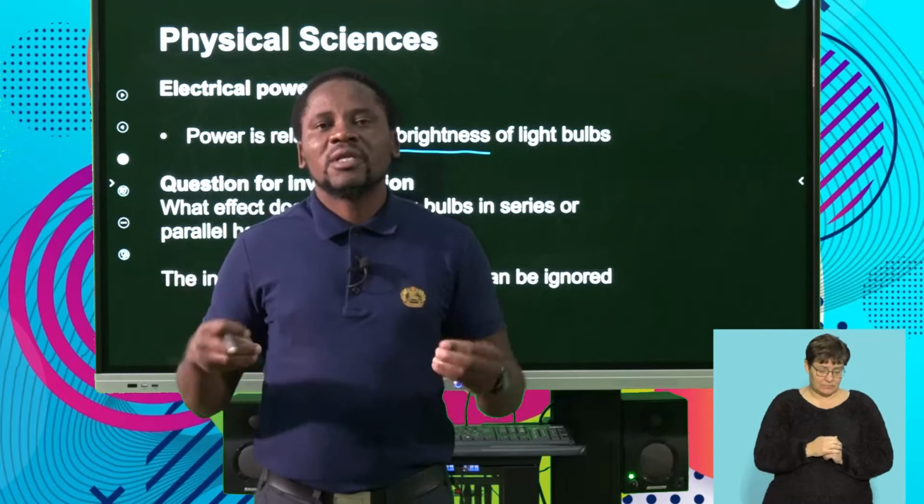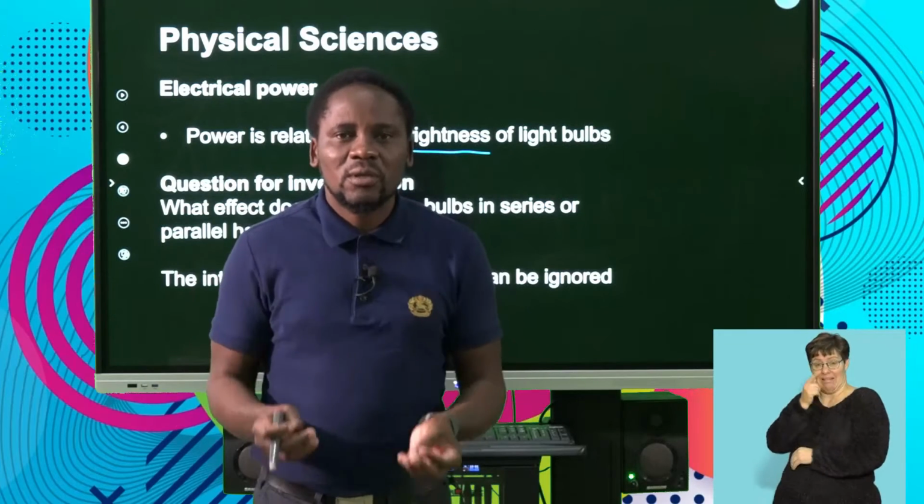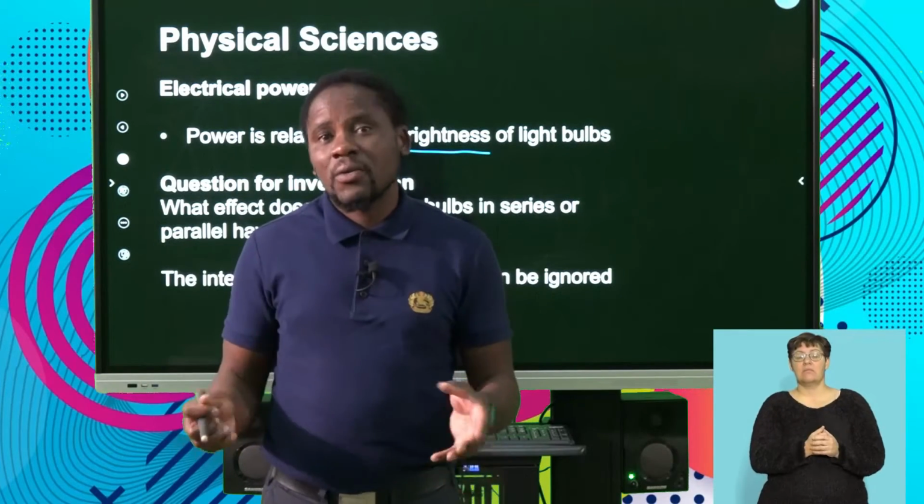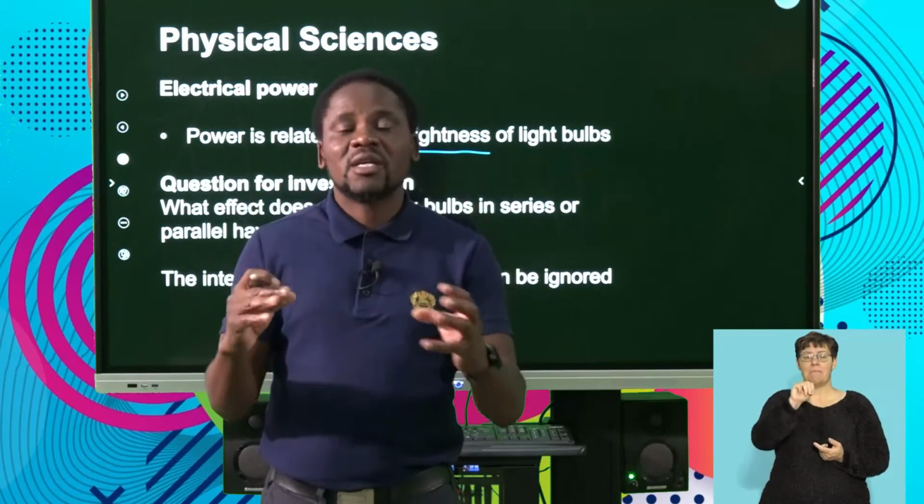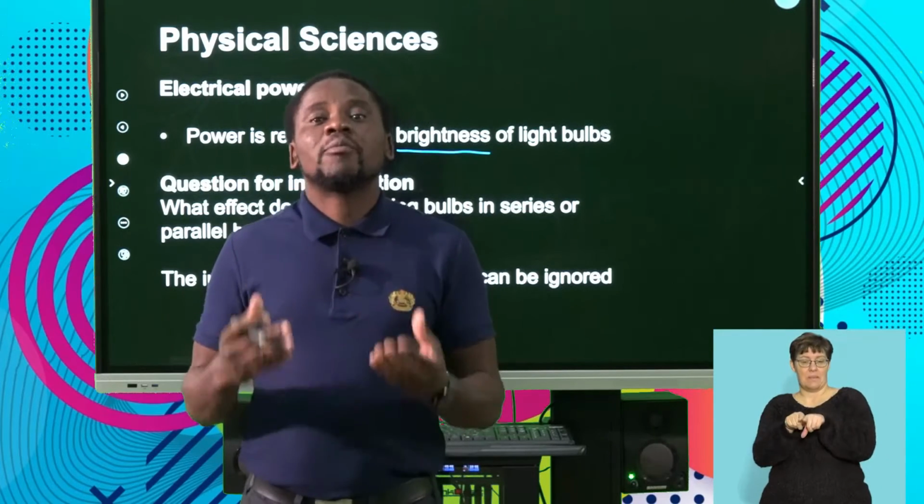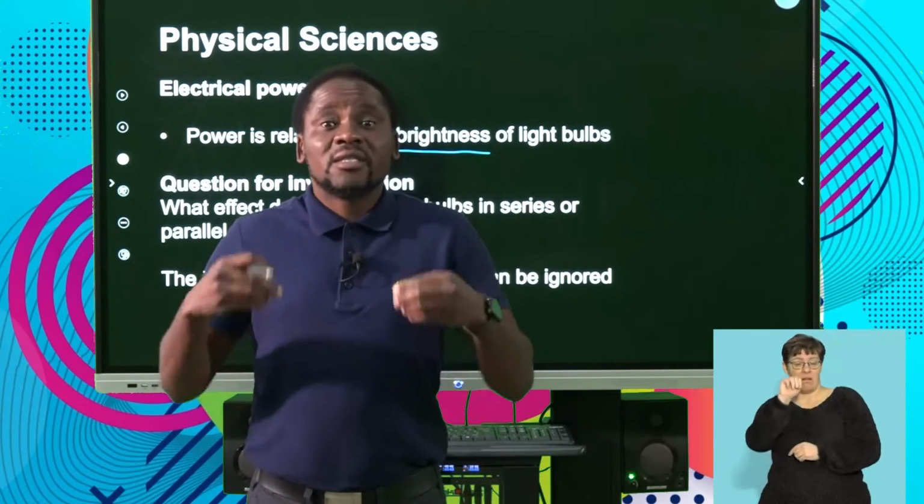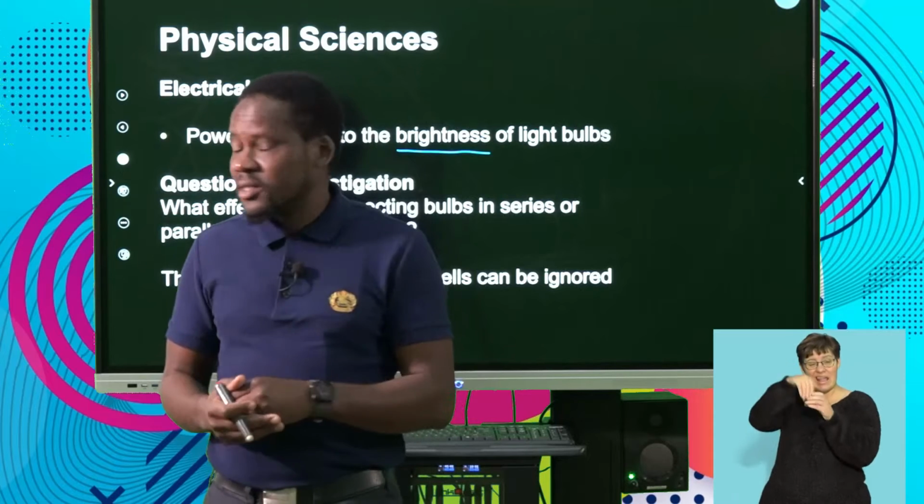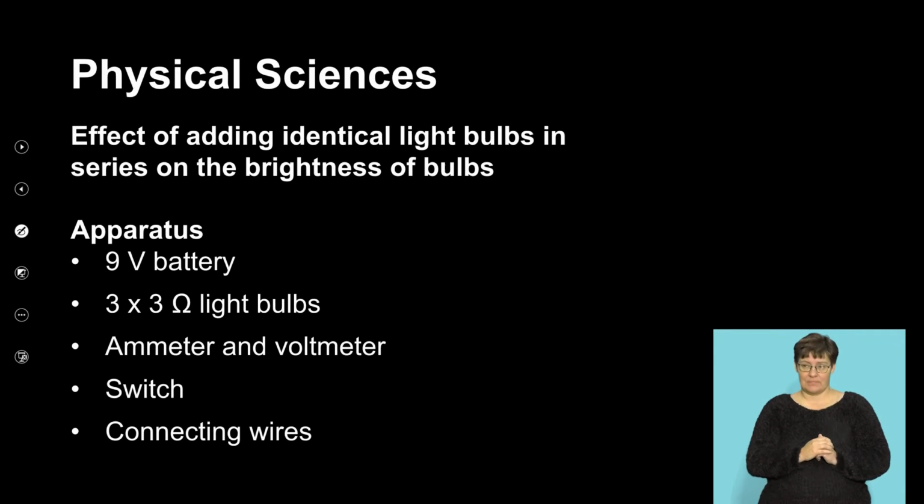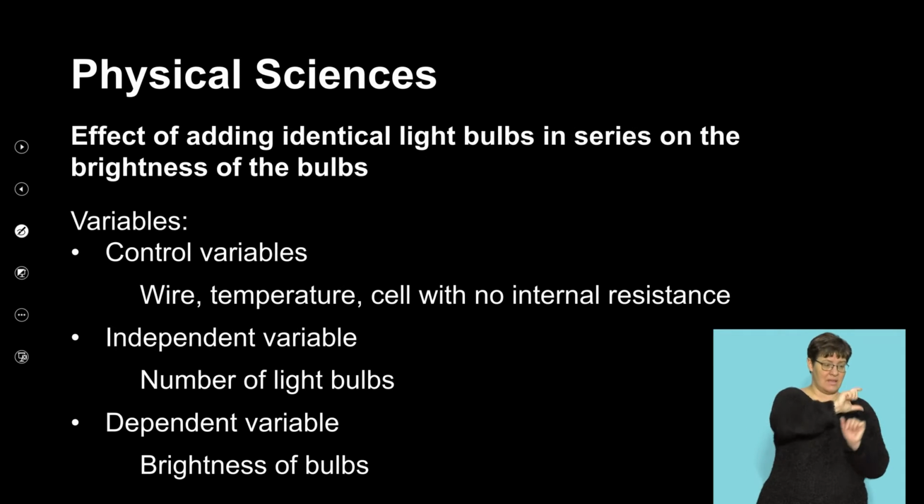If we ignore the internal resistance of the source of energy, which is the battery or the cell, we are simply saying that the EMF of the cell is actually equal to the terminal potential difference. So in this case, there is zero internal resistance of the battery. Right. Okay, so we're going to set up a simple circuit using a 9-volt battery, 3-ohm light bulbs, 3 of them, and we also have an ammeter and a voltmeter. So this is the setup for this investigation, right?